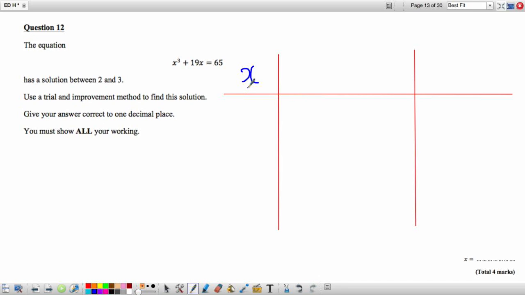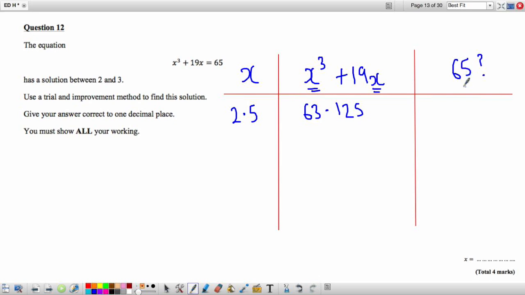So to start with, let's go halfway between 2 and 3 and substitute in 2.5. The next column is for the answer to the substitution. So looking at your equation, you are going to substitute x in here in the 2 places. Using your calculator for that, your first answer here for 2.5 is 63.125. You then comment and compare that to the answer, which in this case is 65. So this number here is too low. So let's go up again higher.